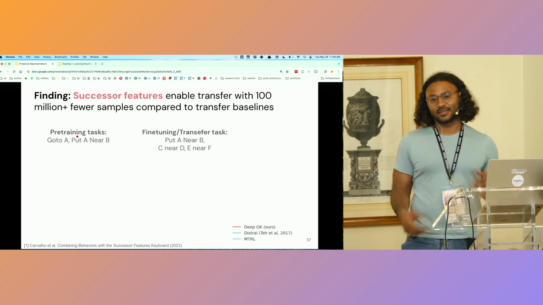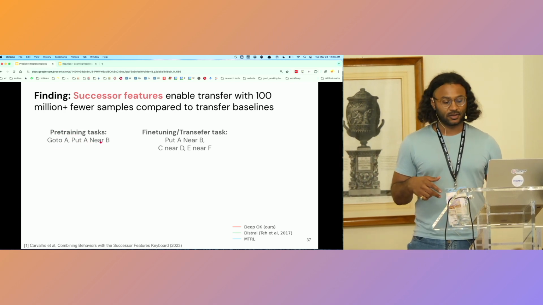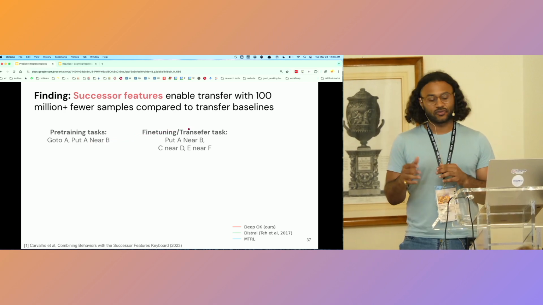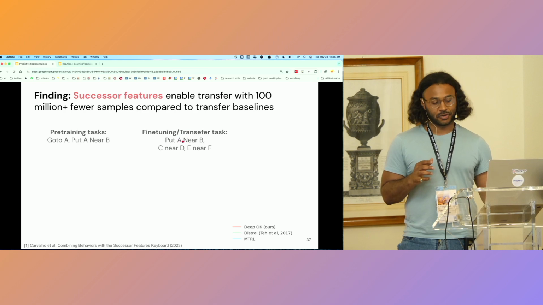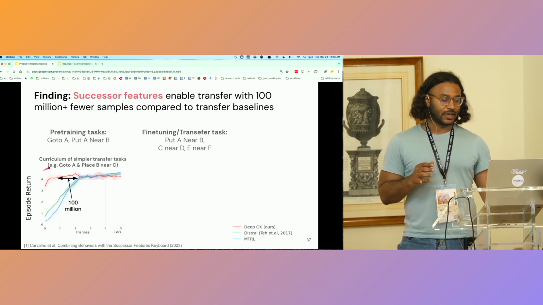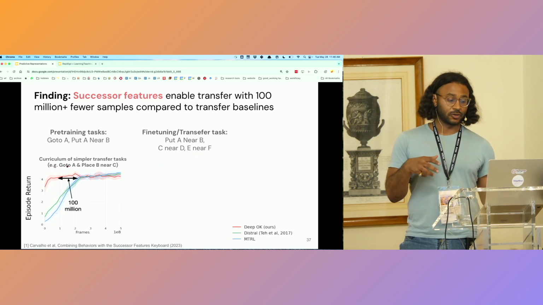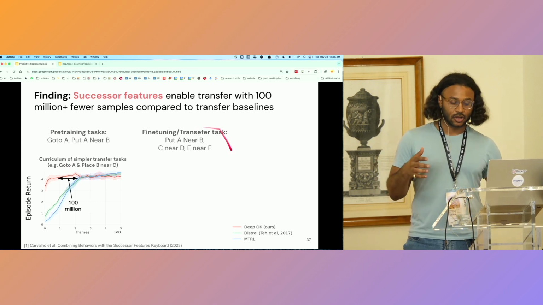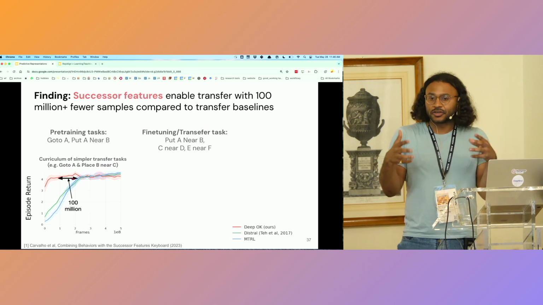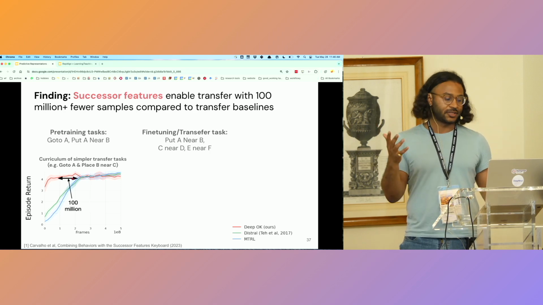So for pre-training, the agent, like all agents, is pre-trained on go to A and put A near B. Then there's a fine-tuning stage where you transfer the combinations of these. So I have an example: put A near B, C near D, E near F. Now, if you have a curriculum of simpler transfer tasks, so for example, you learn go to A and place B near C as you learn this longer one, then successor features enable a relatively decent gap of about 100 million samples.